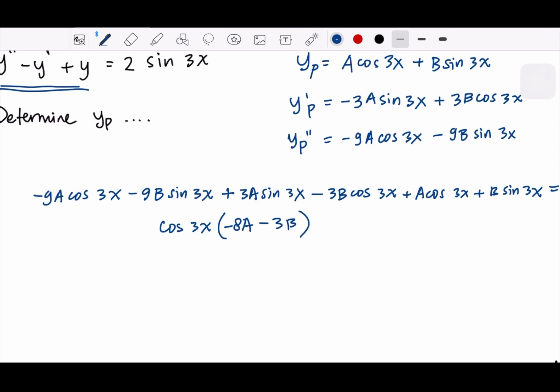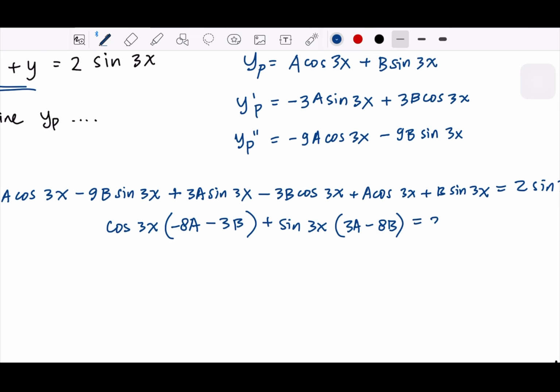Okay, now the other is the sine. Sine is also negative 8b, right? Negative 8b and 3a, so 3a minus 8b, and this is equal to 2 sine 3x. Okay, now we have sine 3x. So we have 3a minus 8b is equal to, and the cosine is equal to 0. Okay, so negative 8a, negative 3b equal to 0.